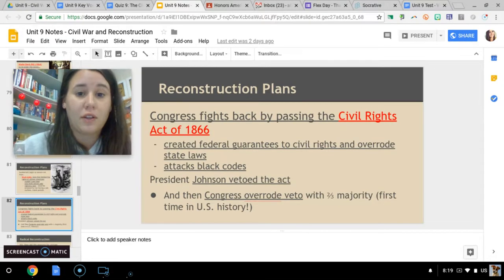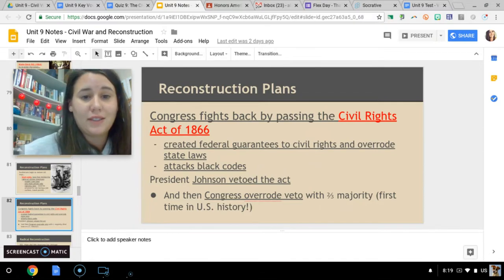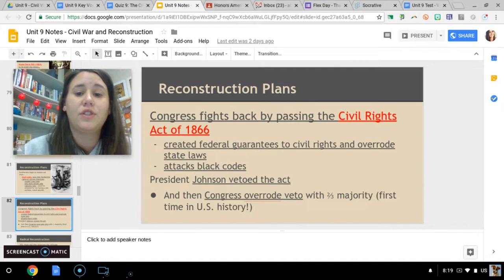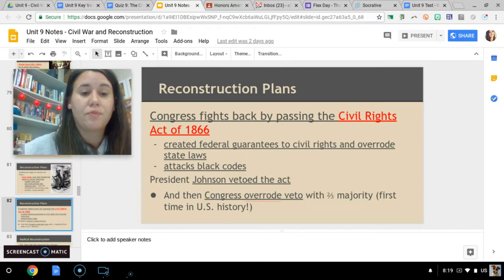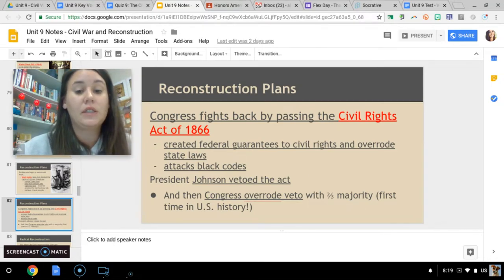Congress was not having the black codes. They fight back by passing the Civil Rights Act of 1866. This created federal guarantees to civil rights and overrode those state laws. The Civil Rights Act of 1866 specifically attacked the black codes. President Johnson, with his viewpoint on African Americans, vetoed this act. So he killed it in his office.